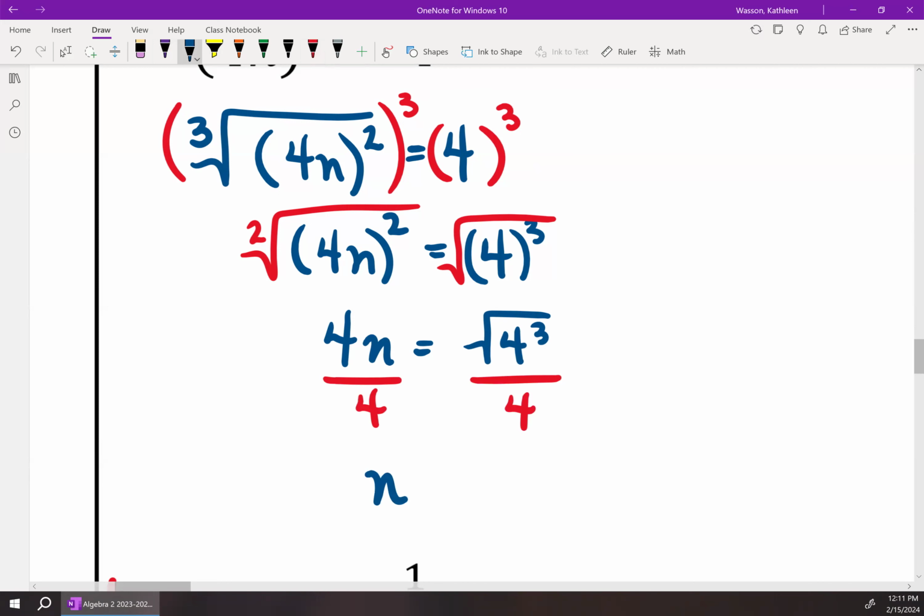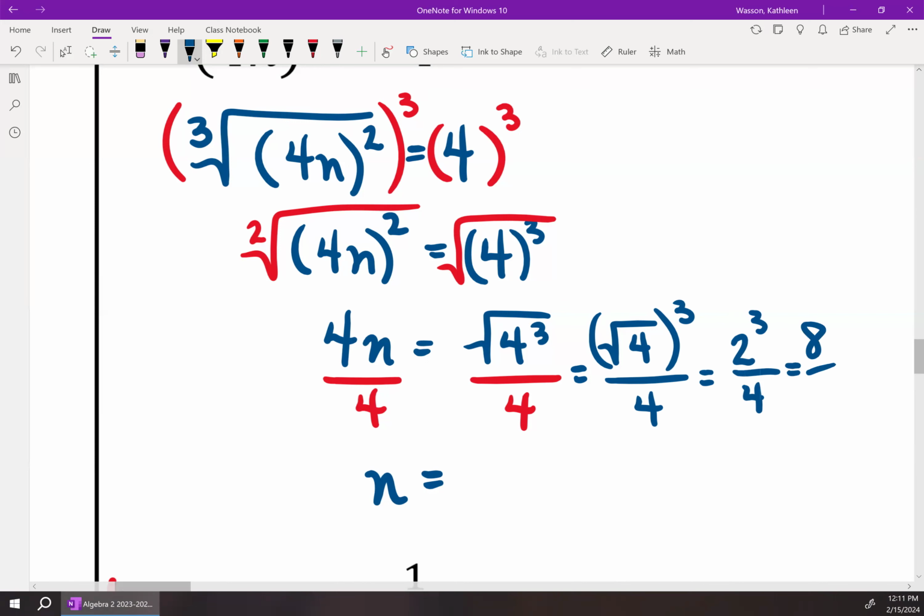And n is equal to this, all this going on. You can put this in the calculator, all in one chunk. Also, this expression is the same as square root 4 to the third power divided by 4. Square root 4 is 2, so I got 2 to the third power divided by 4. So this is 8 divided by 4. 8 divided by 4 is 2. Or you can put it in the calculator.